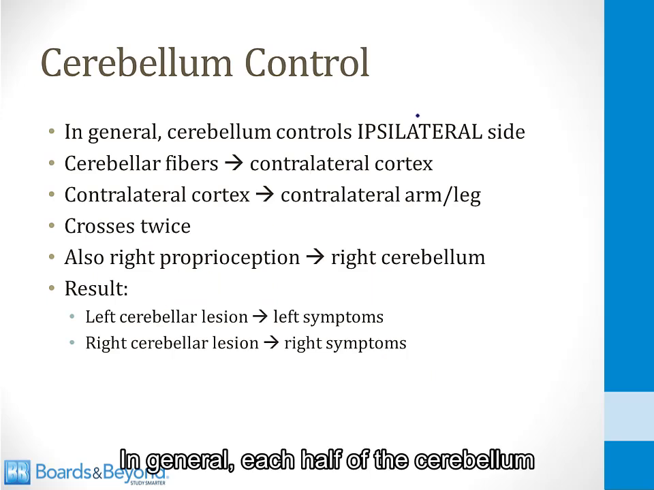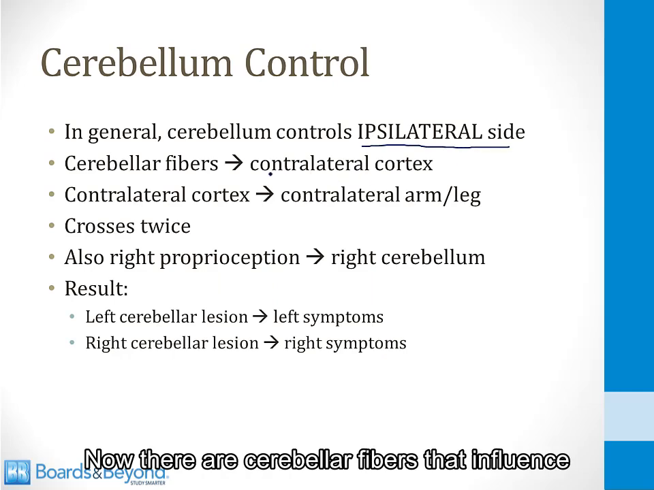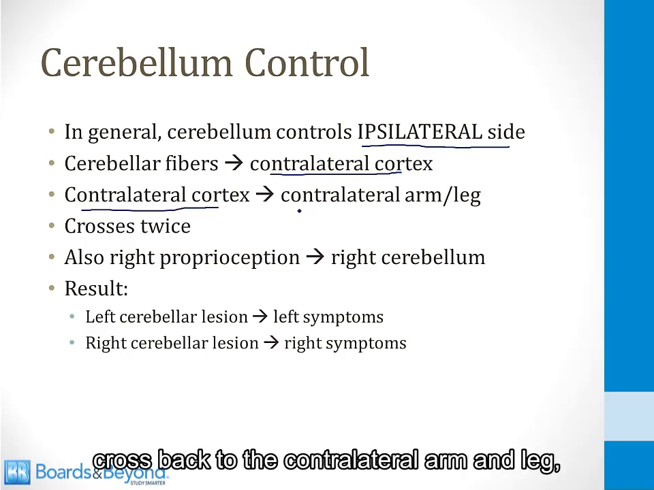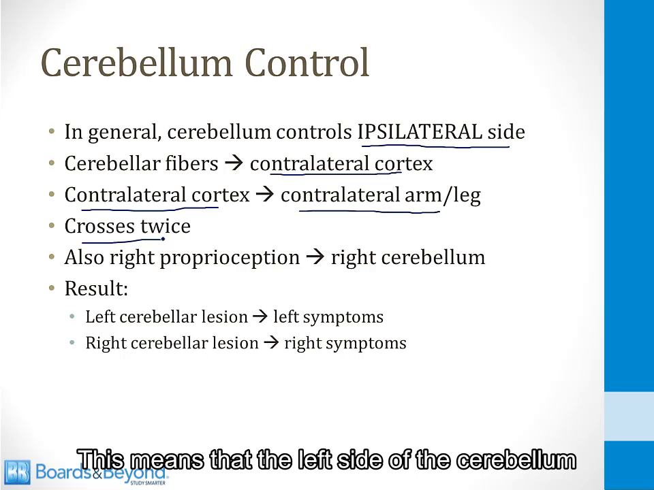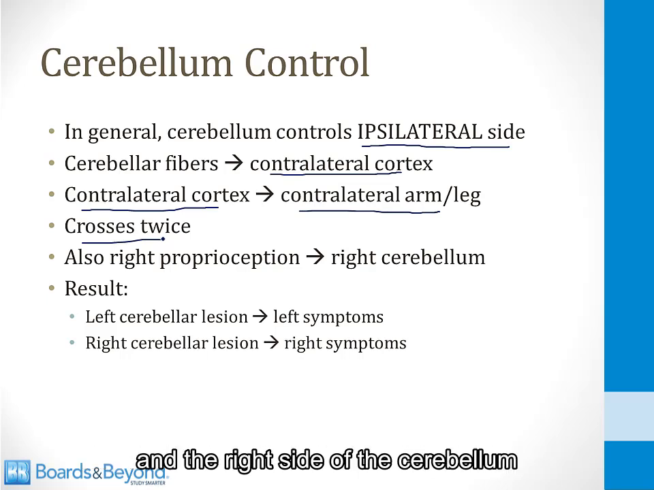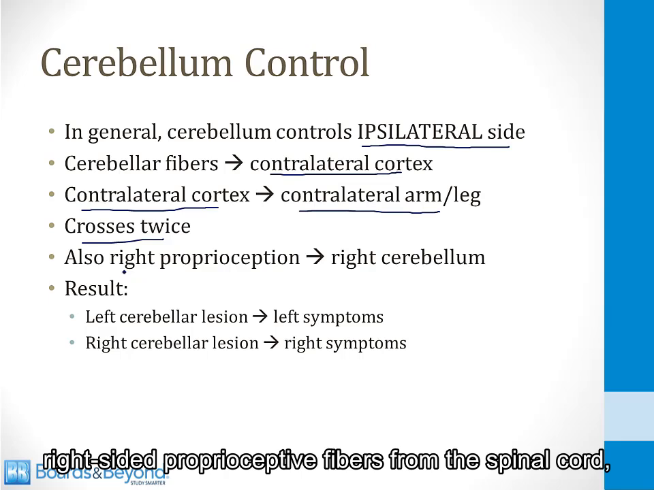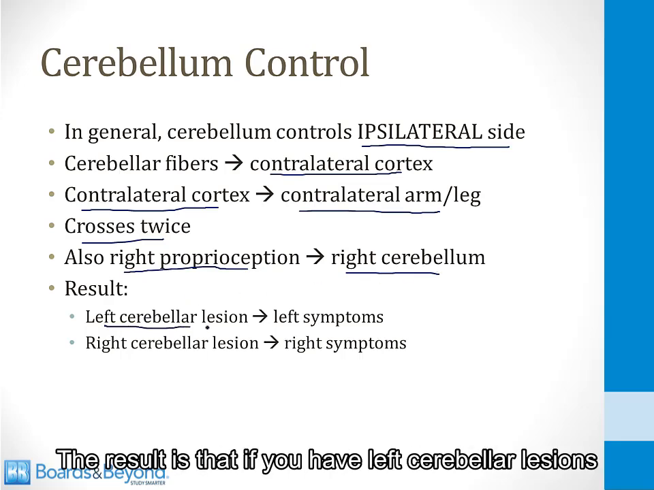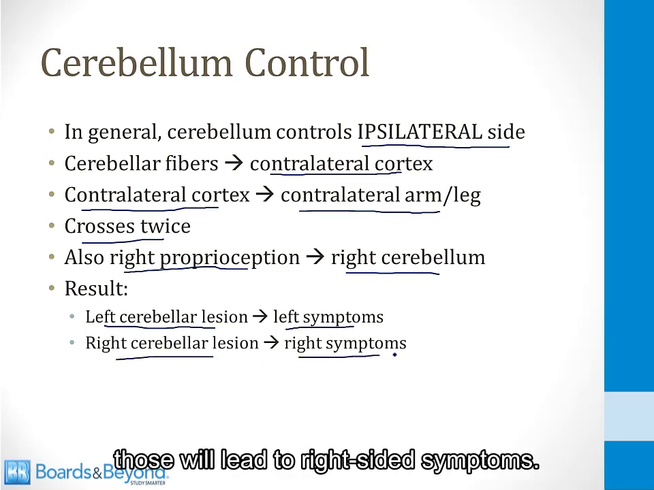In general, each half of the cerebellum controls the ipsilateral side of the body. Now, there are cerebellar fibers that influence the contralateral cortex. However, the motor fibers of the contralateral cortex cross back to the contralateral arm and leg. In other words, there are two crossings. This means that the left side of the cerebellum influences the left side of the body, and the right side of the cerebellum influences the right side of the body. In addition, in terms of sensation, right-sided proprioceptive fibers from the spinal cord go to the right cerebellum and left to the left. The result is that if you have left cerebellar lesions, that will lead to left-sided symptoms, and if you have right cerebellar lesions, those will lead to right-sided symptoms.